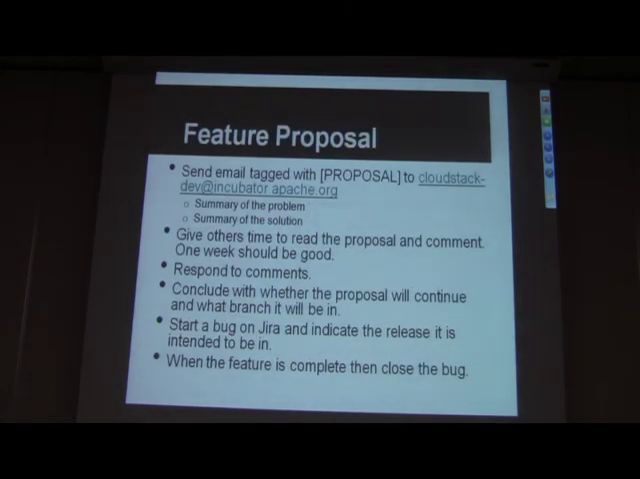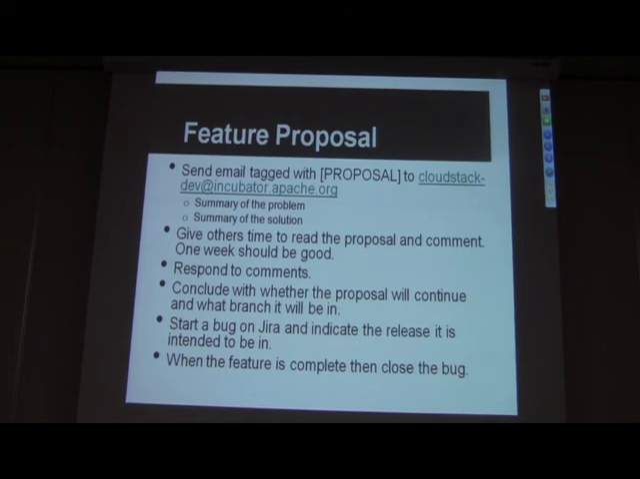Okay. So if you have any feature proposals, you can send email tagged with proposal in the subject line to cloudstack@incubator.apache.org. Now, in order for you to send anything to this mailing list, you have to follow the mailing list. So first, you have to subscribe to the mailing list. Make sure you put a summary of the problem and a summary of the solution that you're proposing, and you should give others time to read the proposal and comment. One week should be good.